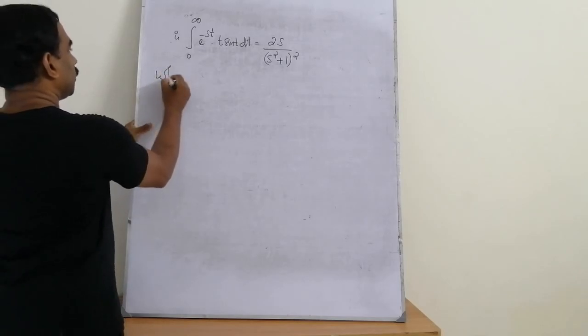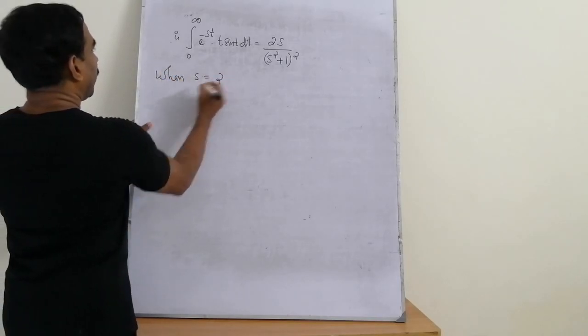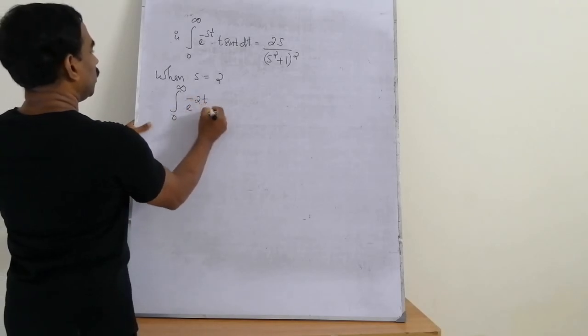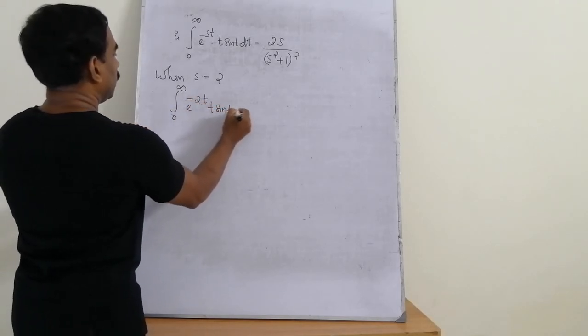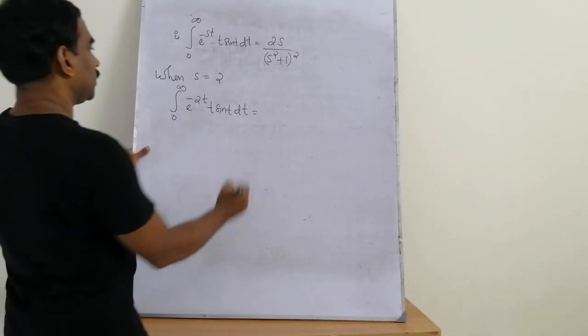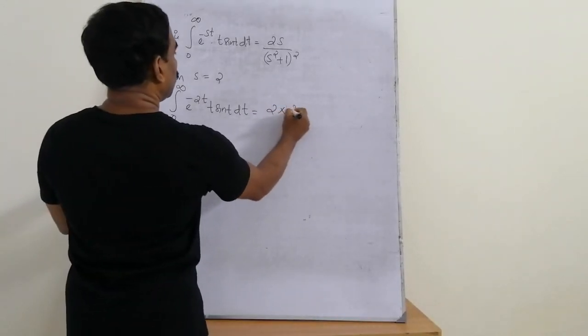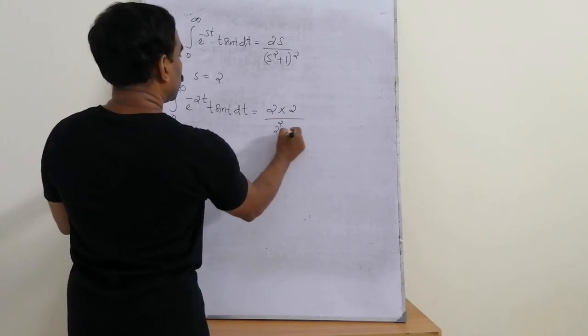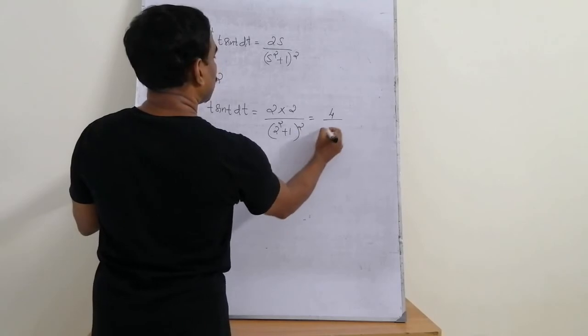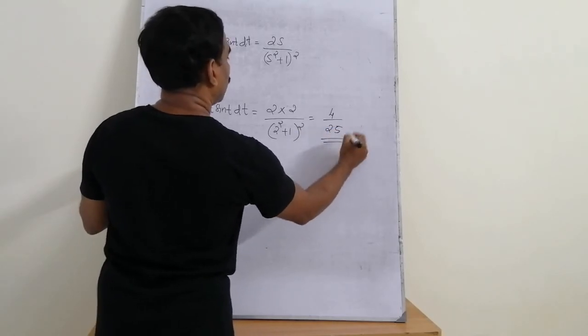So evaluating this when s is equal to 2, we get integral 0 to infinity e raised to minus 2t into t sin t dt. So this is the value of the improper integral, and this is equal to 2 into 2 divided by (2 square plus 1) the whole square. So this becomes 4 by 5 square, that is 4 by 25.